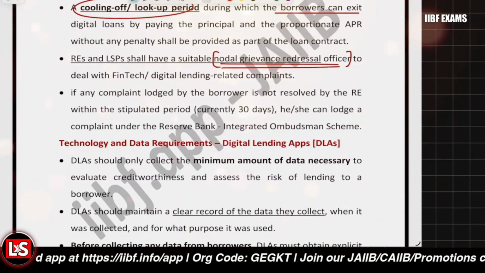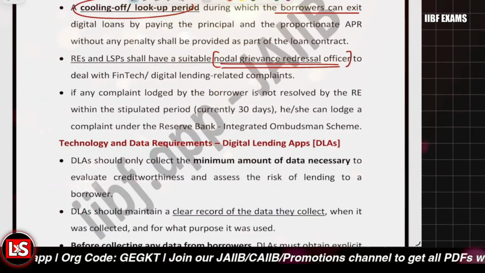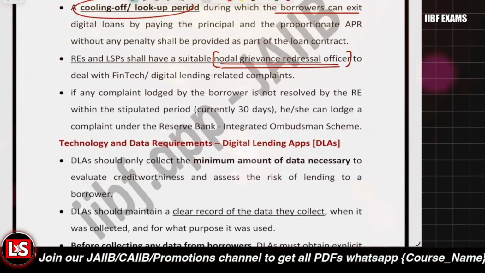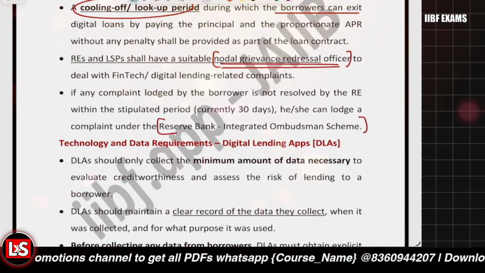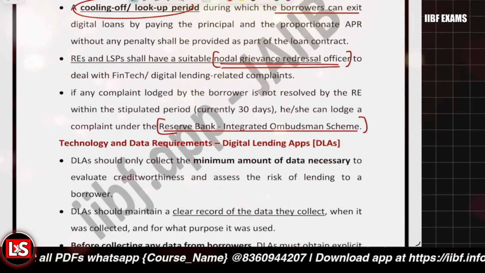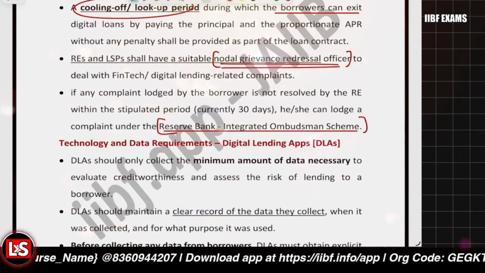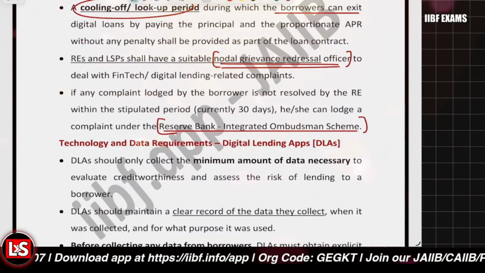And if there is any complaint which is not resolved within a 30 days period, that must be escalated to the banking ombudsman under the RBI IOS scheme, that is the Reserve Bank of India Integrated Ombudsman Scheme. It must be escalated. So that's about the customer protection and conduct, first of all.